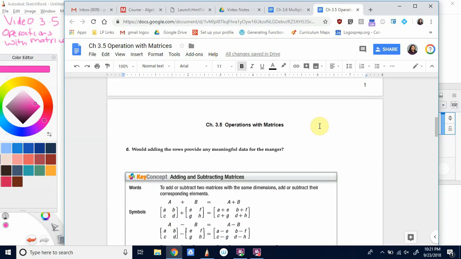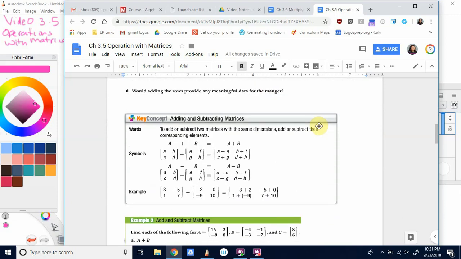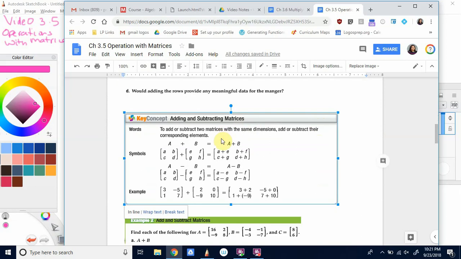So we've got 4 operations in math, and we're going to start off with adding and subtracting. To add and subtract a matrix, we've already discussed how we determine the size and identify the matrix. It's going to be m times n, or the number of rows times the number of columns. So to add or subtract 2 matrices with the same dimensions, we would add or subtract their corresponding elements.